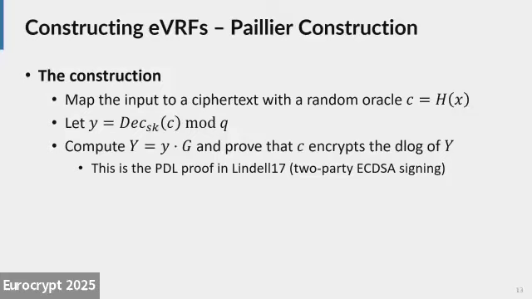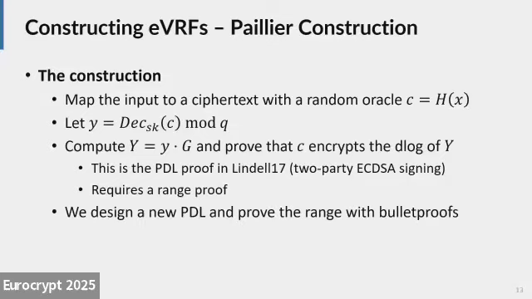This is actually what we called PDL in the 2017 paper on two-party ECDSA signing. And if you look at the running times in that paper, it's quite an expensive proof because it requires a range proof. Because the problem is you're in different orders and you have to make sure that you're not going to go wrong. And it turns out that you can use bullet proofs for this as well. And we actually have a new PDL proof, which is really, really efficient.